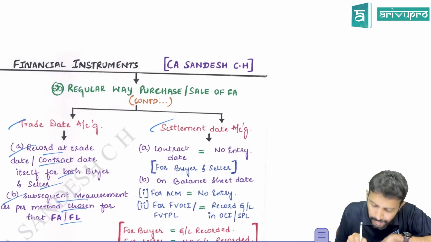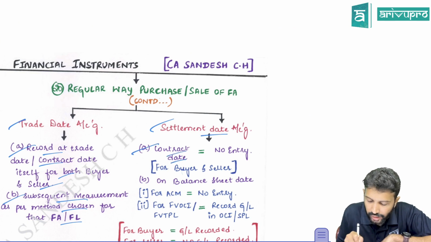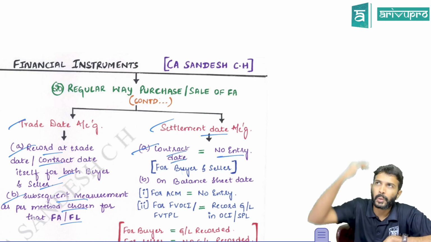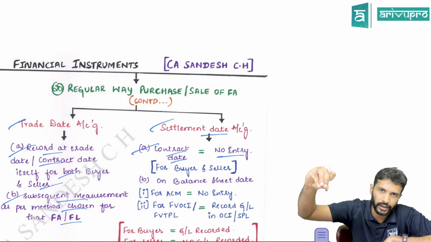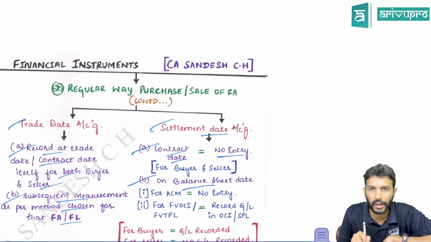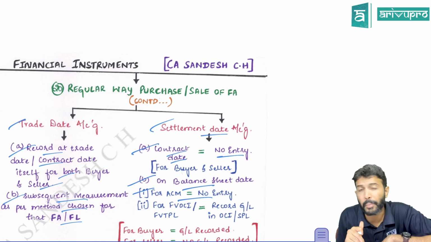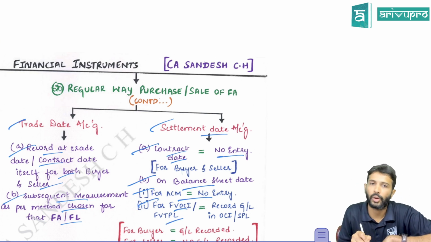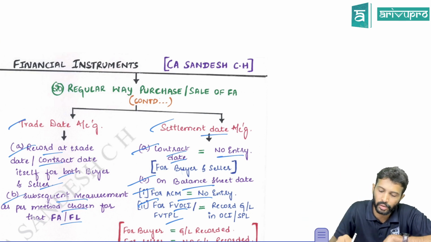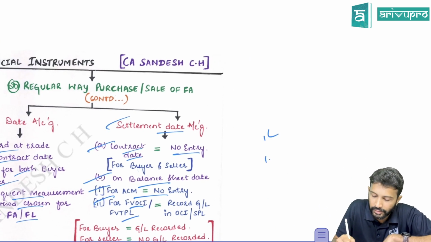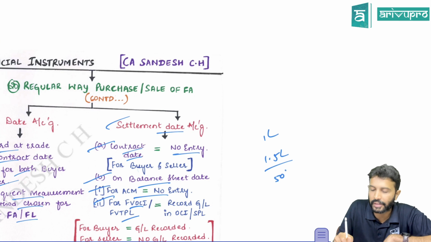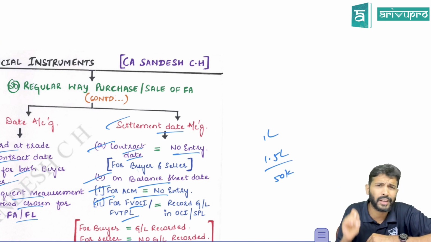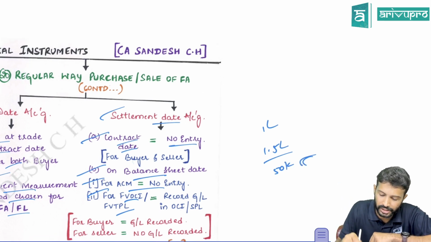However, if you're going for settlement date accounting, then on the trade date, on the contract date, no journal entry will be passed. Between trade date and settlement date, if your year is already ending, then on the balance sheet date, that's what I mean. For ACM, there is no accounting because we don't give importance to fair value in ACM. If you're following FVTPL or FVTOCI accounting, then there will be fair value changes, because you would have agreed in the contract to buy it for 1 lakh. Fair value could be 1.5 lakh. So there is a fair value gain of 50,000 here. And the fair value gain or loss alone should be recorded on the balance sheet date.